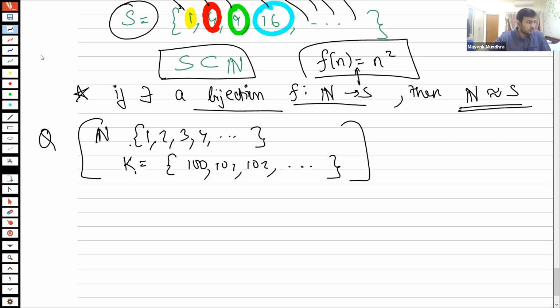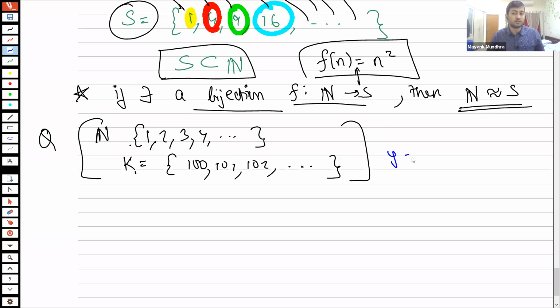So let me ask this question to Ananya. Yes, sir, we can construct a function, a relation like y is equal to x plus 99. Very good, perfect.